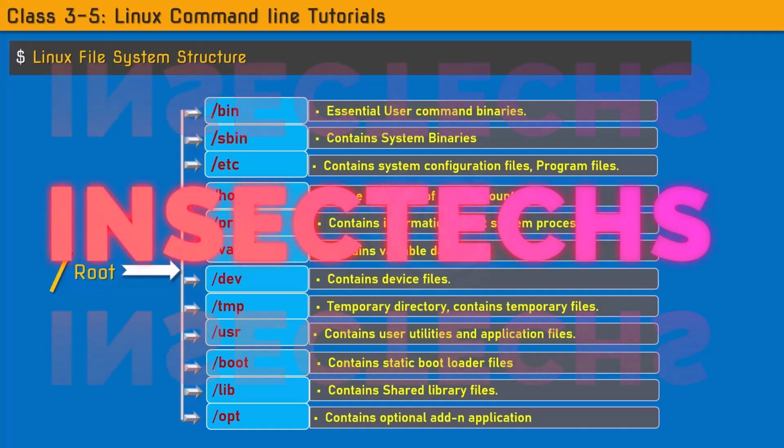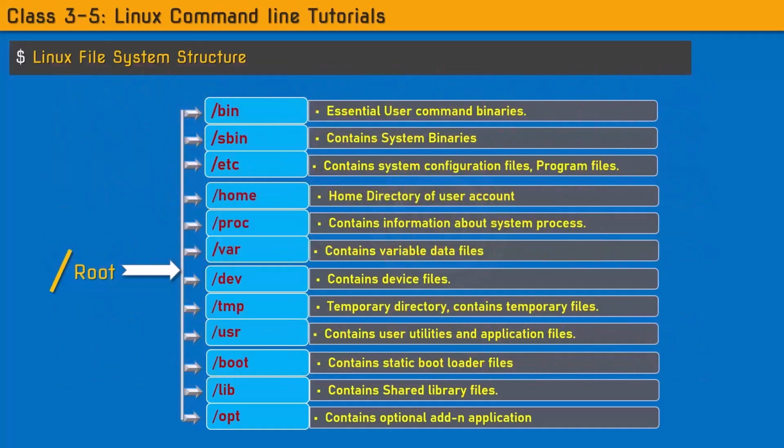These are all the directories that are listed in the root directory. You can see the bin folder contains essential user command binaries. Then we have sbin, almost similar to bin, which contains system binaries. Then we have etc, which contains system configuration files and programming files. Then we have the home directory, which is actually the user accounts directory.